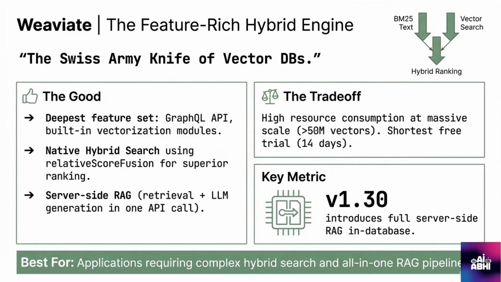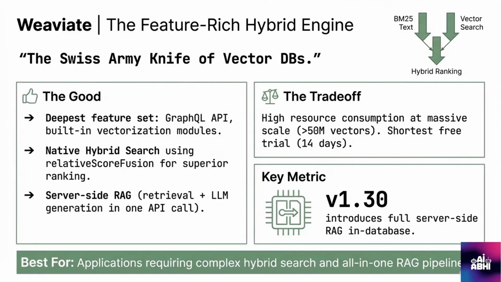The trade-off is that resource consumption is higher. Above 50 million vectors, Weaviate needs more memory and compute than alternatives. Query latency is sub-100 milliseconds for RAG workloads, but at massive scale, purpose-built systems like Pinecone or Milvus edge ahead. The managed cloud pricing starts at $25 after just a 14-day free trial, the shortest free tier of the major options.